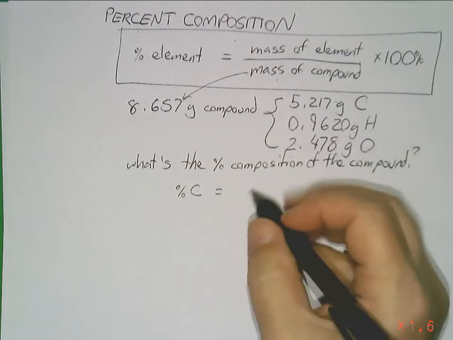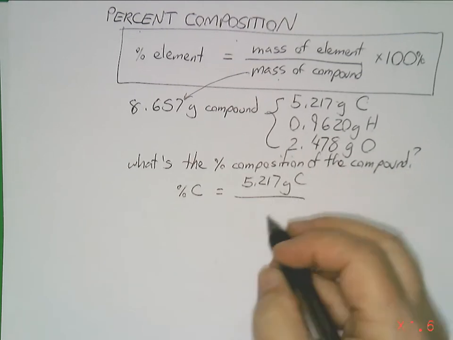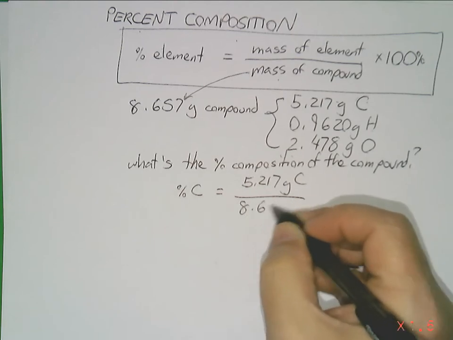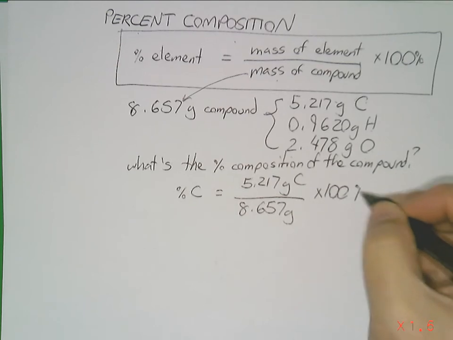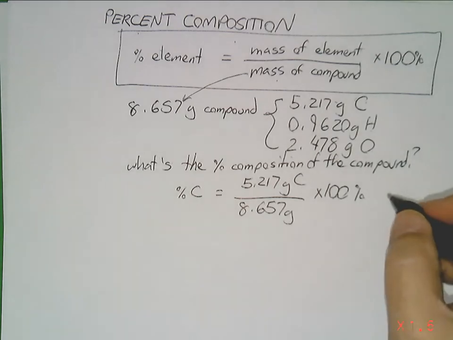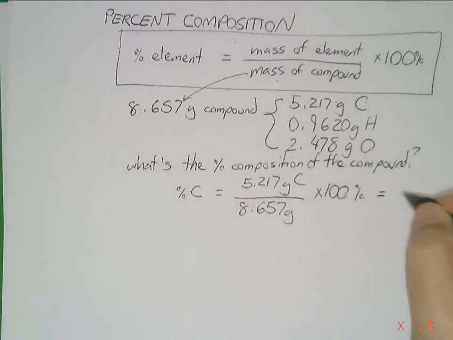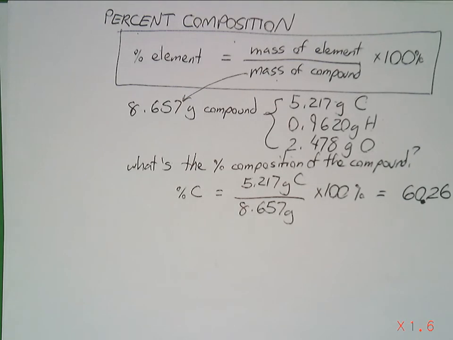Okay, the mass of the element is 5.217, and the mass of the compound is 8.657, times 100%. So let's see, what do I get? You should try it yourself. You should get 60.26% carbon. Now you try doing the hydrogen and the oxygen this way and see if all of your percents add up to 100%. And then you've got it.